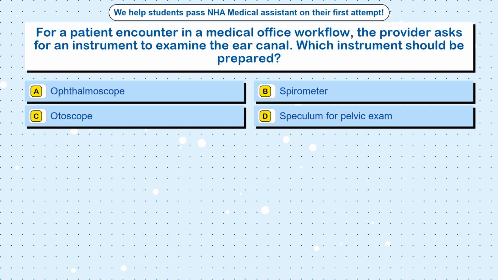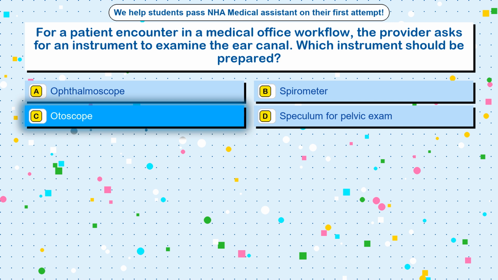Question 25. For a patient encounter in a medical office workflow, the provider asks for an instrument to examine the ear canal. Which instrument should be prepared? Option A, ophthalmoscope. Option B, spirometer. Option C, otoscope. Option D, speculum for pelvic exam. The correct answer is option C, otoscope.